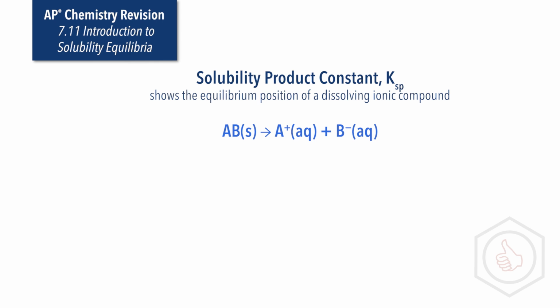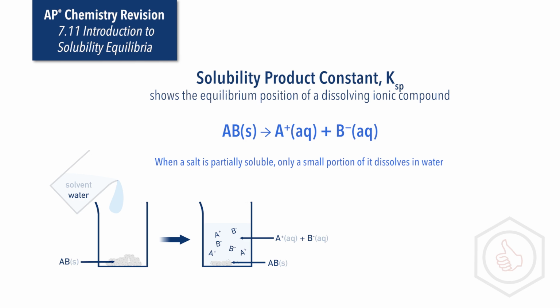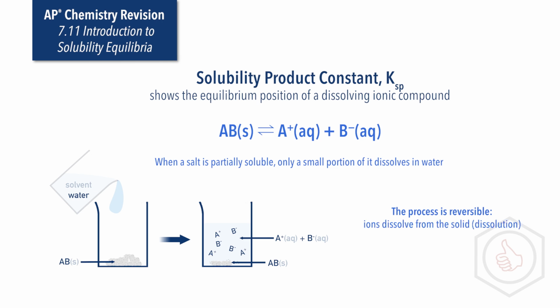When a salt is partially soluble, only a small proportion of its ions are dissolved in water at any one moment in time, meaning some but not all of its ions break away into solution. Now, the process of dissolving is reversible. As ions dissolve from the solid into solution, dissolution, some also recombine to reform the solid salt, precipitation. Because of this then, when a solid dissolves in water, some ions are constantly breaking away and entering into the solution, but also some ions from the solution are recombining to reform the solid.